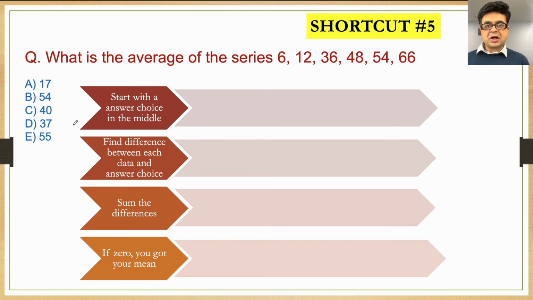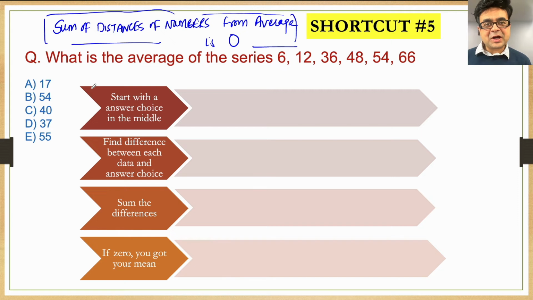And this is to start with the answer choices and using a very important property of the average, that the sum of the distances of the numbers from the average is 0. Let me write that down quickly. Okay, and as I have written it down, let me repeat it. The sum of distances of the numbers from the average is 0.